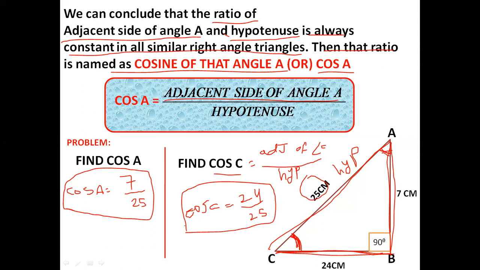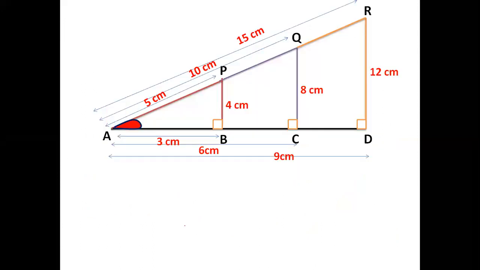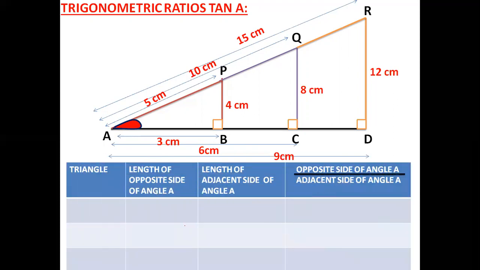Right. Now the next ratio is the trigonometric ratio of tan A. So here also I'm doing the same activity. Here we have three right angle triangles: triangle ABP, triangle ACQ, triangle ADR. So I'm taking a table here which contains four columns. The first is triangle. The second column is the length of the opposite side of angle A. The third column is the length of the adjacent side of angle A. And the fourth column is the opposite side of angle A by the adjacent side of angle A.